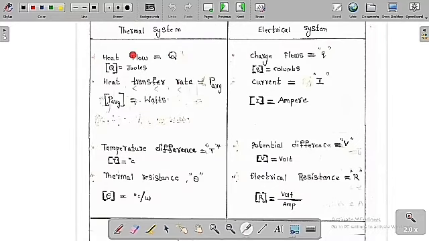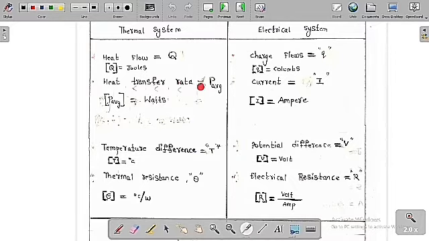Now we will compare the thermal system and the electrical system. In the thermal system, heat flow we are going to represent by the symbol Q, where heat has the unit joules. Similarly, in the electrical system, charge flow we are going to represent by small q. Small q has the unit coulombs. Here, heat transfer rate means P average, so average power is measured in watts. Here current is I, and its unit is ampere. So here I is dq/dt.